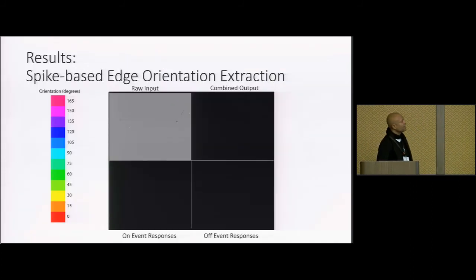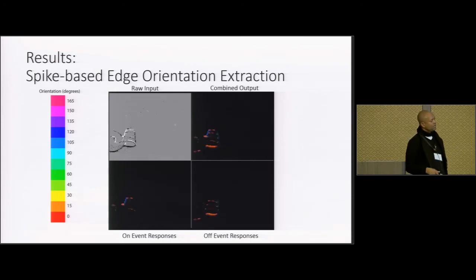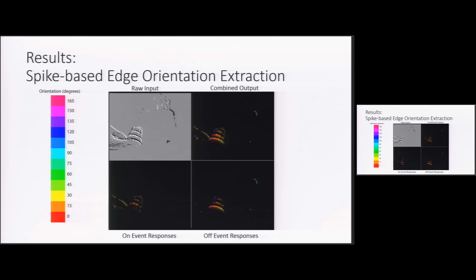With that, you can construct, this is an image again coming from the ATIS, different onset and offset orientation maps. You can combine them together. This is basically just showing the orientation of each piece of these lines on this cup, and it's consistent with what we would expect.